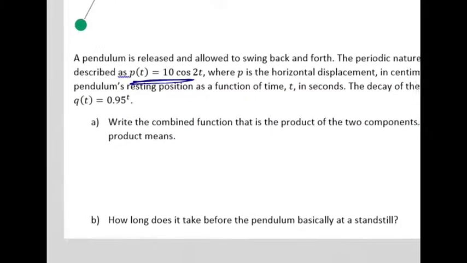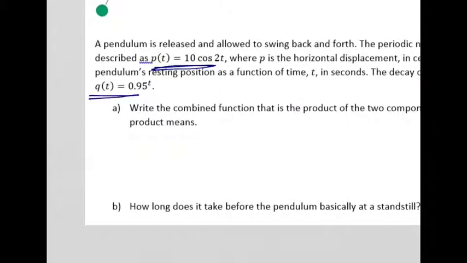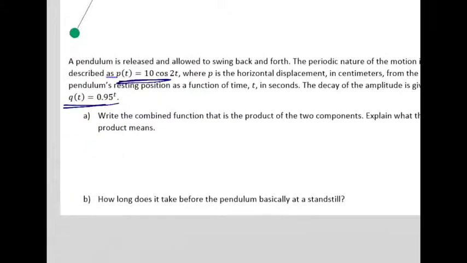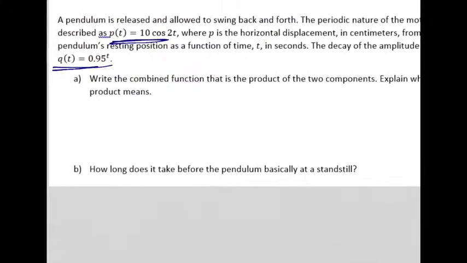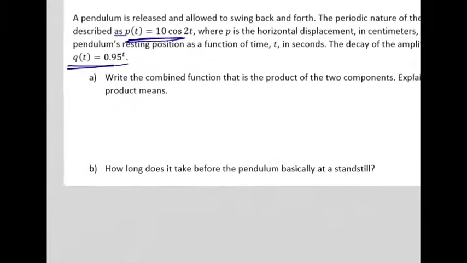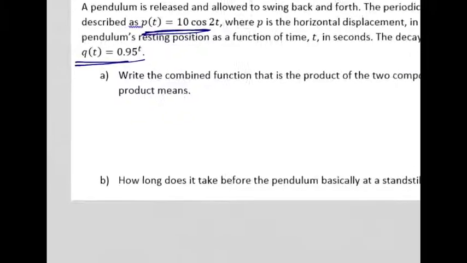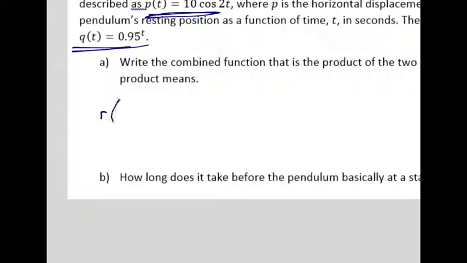So that's where this other guy comes in, Q. It's a decay of the amplitude, a decay of how far it's going away from the resting position. So we're going to write a combined function that's the product of the two components and explain what happens. Let's make a new function, let's just call it R, and we're going to combine P and Q with multiplication.